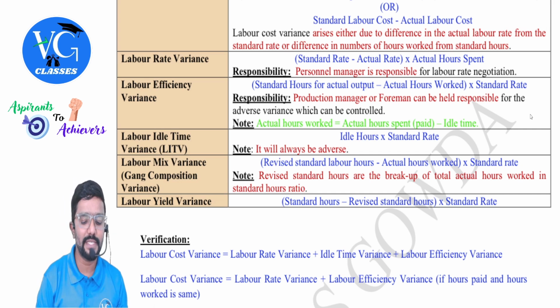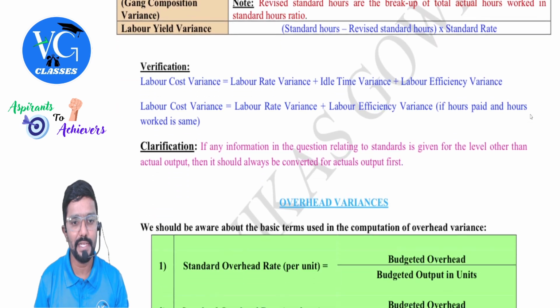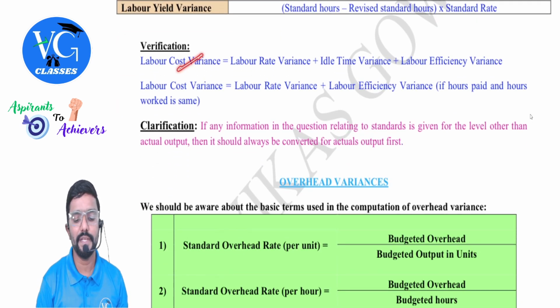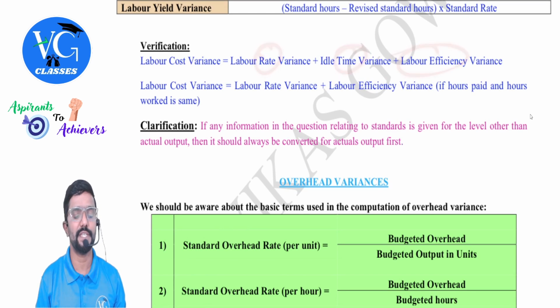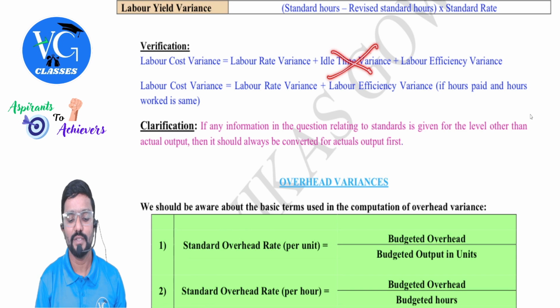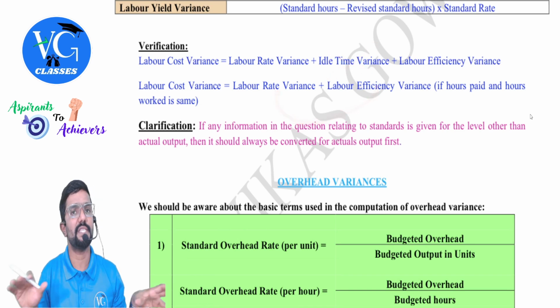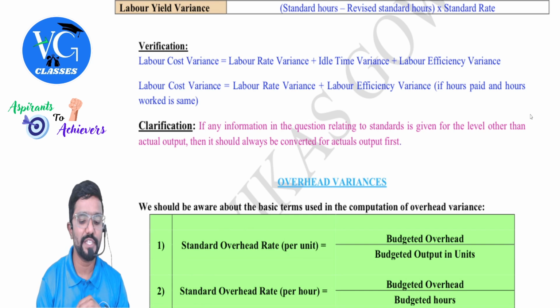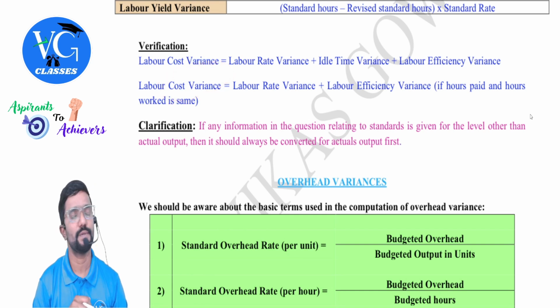Sir, what if there is no idle time? See, you will reconcile here. Labor cost variance is equal to labor rate plus labor idle time plus labor efficiency. If there is no idle time, then obviously hours spent is equal to hours worked. So straight away rate plus efficiency will give you the cost variance.